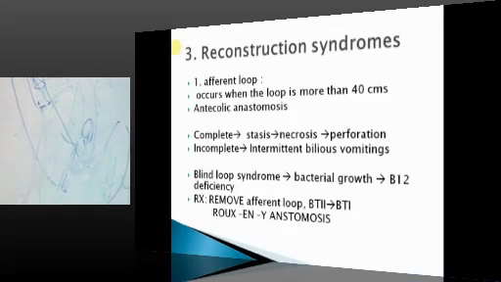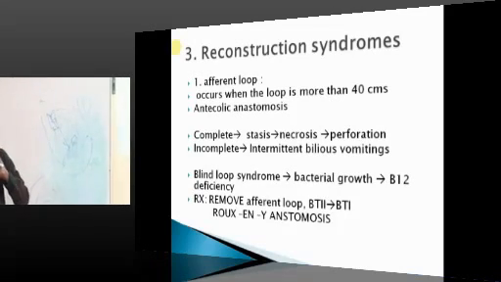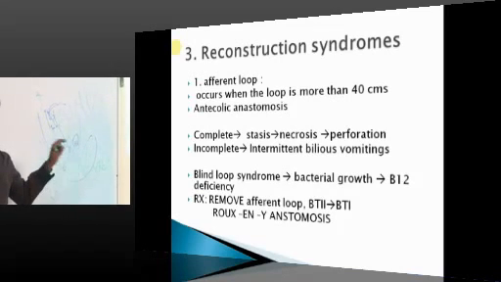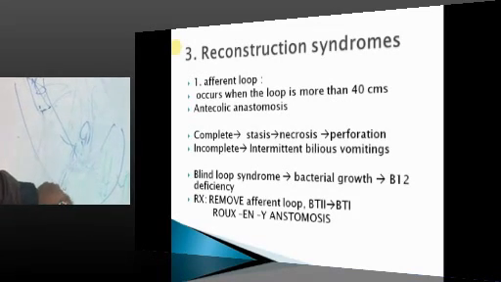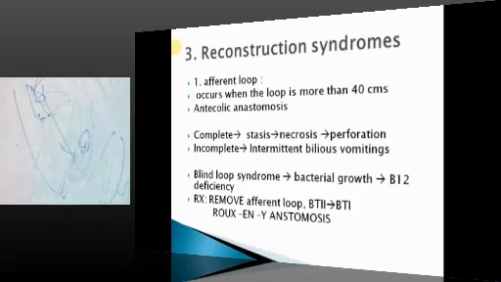The afferent limb sometimes opens up and then gives an alkaline reflux. The efferent limb will be going on. Okay, only bilious vomitings without any food content. That is the characteristic feature of an incomplete obstruction of the afferent loop.